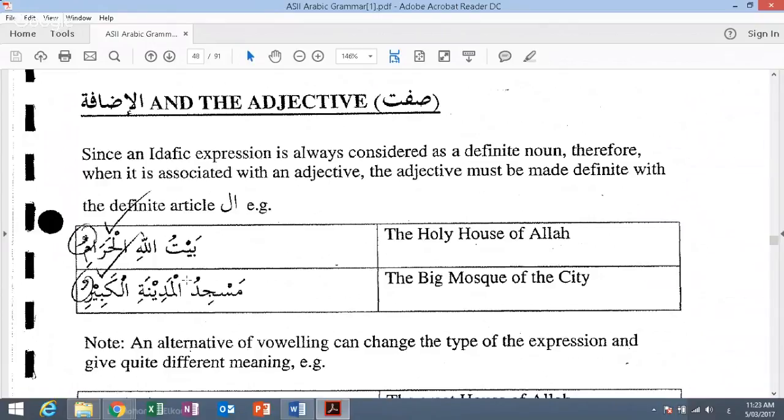Okay, now read. So listen carefully. Since the idafi expression is always considered as a definite noun, therefore, when it is associated with an adjective, the adjective must be made definite with the definite article. Okay, so we have to make sure of that. See the example here.